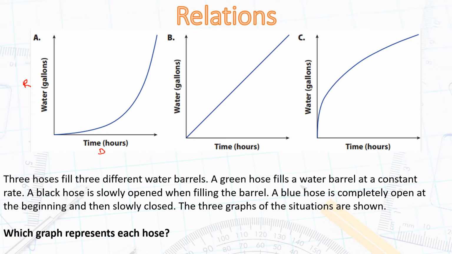So we've got 3 hoses, a black, a green, and a blue. The green hose fills the water barrel at a constant rate. So that means you turn the hose on, you leave it on at that rate for the entire time. So as time passes, the amount of water in the barrel should be increasing at a steady rate. So that is this one. This is the green hose.